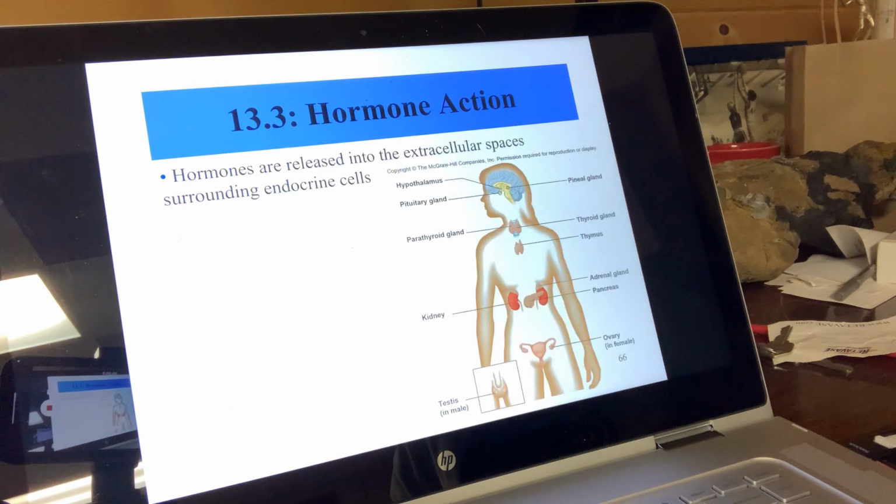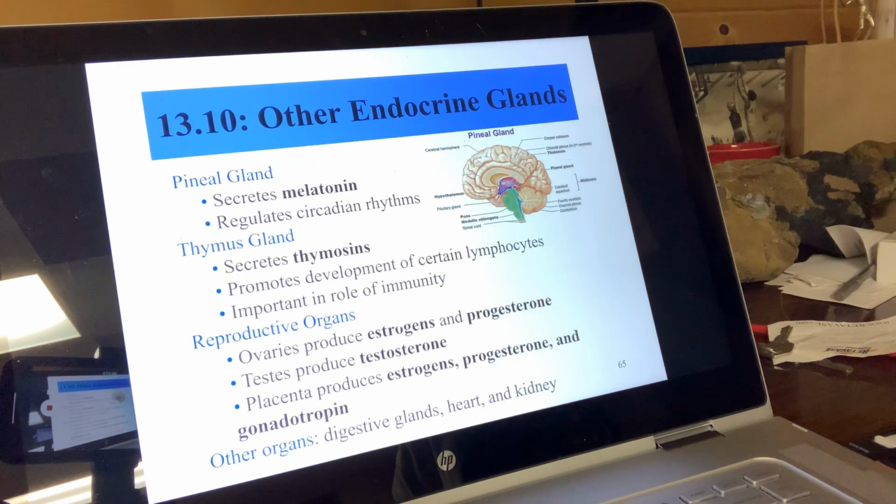The reproductive organs, the testes and the ovaries, as we talked about with the reproductive system, also produce hormones. The ovaries produce estrogen and progesterone. The testes produce testosterone. And then the placenta also produces estrogen and progesterone, and also gonadotropin to maintain the uterine lining so that menses, or shedding, doesn't occur during pregnancy.